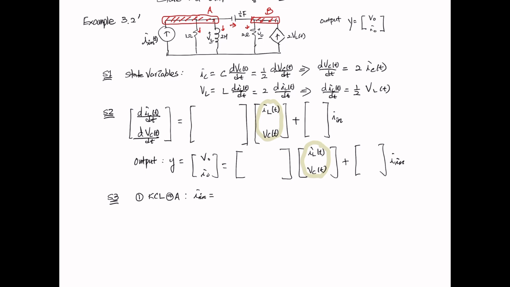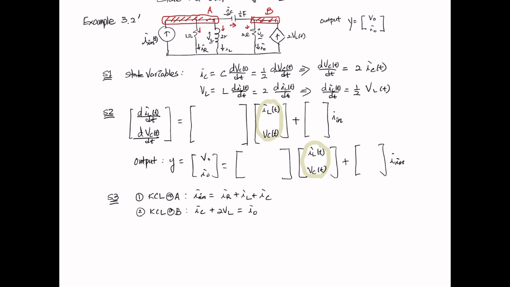Entering equals leaving. For the leaving currents, this is I_o, this is I_L, this is I_R, and this is I_C. Then I_in entering equals leaving: I_R plus I_L plus I_C. And then second, KCL at node B: entering we have I_C, and also we have a dependent current source given as 2V_L, equals leaving I_o.